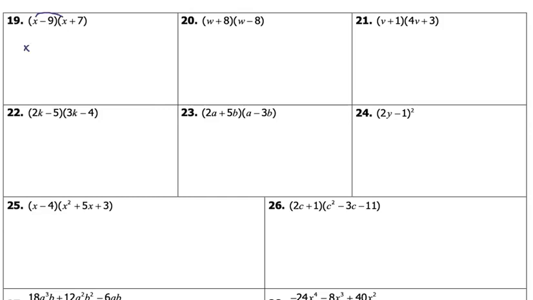X times x is x squared. And then x times 7 is 7x. And then we'll have negative 9x, because we got to go back and get the second term in the first binomial. And then we'll have negative 63. And then we should be combining typically those two middle ones. So this should be x squared minus 2x minus 63. Okay, and as you can see, the next 20, 21, 22, and 23 start very similar. Go ahead and pause. Why don't you work those and then come back for 24.